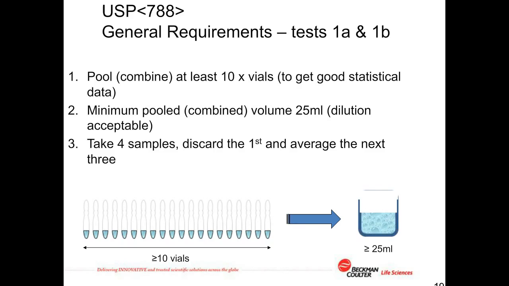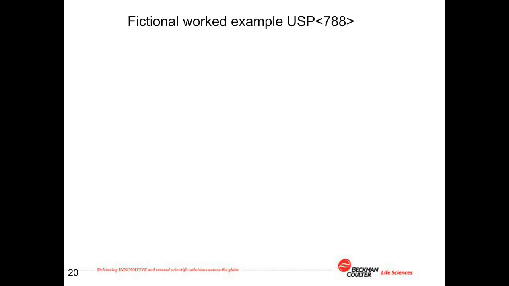The pharmacopoeias tell us to discard the first one, which is trying to avoid carryover from the last batch you've tested. And then it suggests you should average the next 3. And each sample must be 5 milliliters or more.